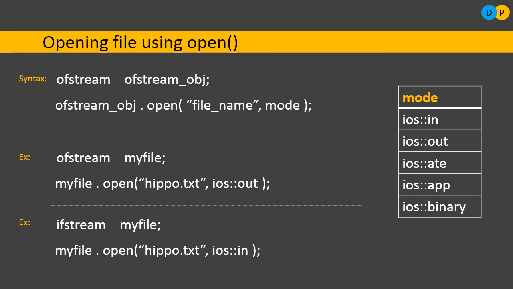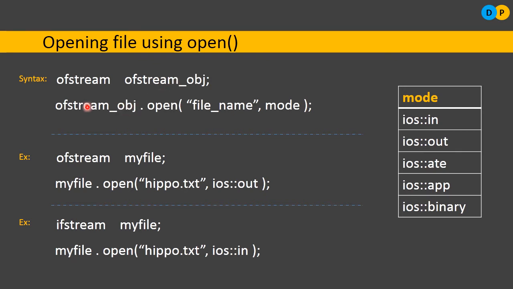Next, now let us understand what are the different ways of opening a file using the open function. So you can open a file using a constructor or using the open function. Here we are understanding how to open a file using the open function. We can open a file for writing, reading, or for appending. Any of these tasks can be done here.